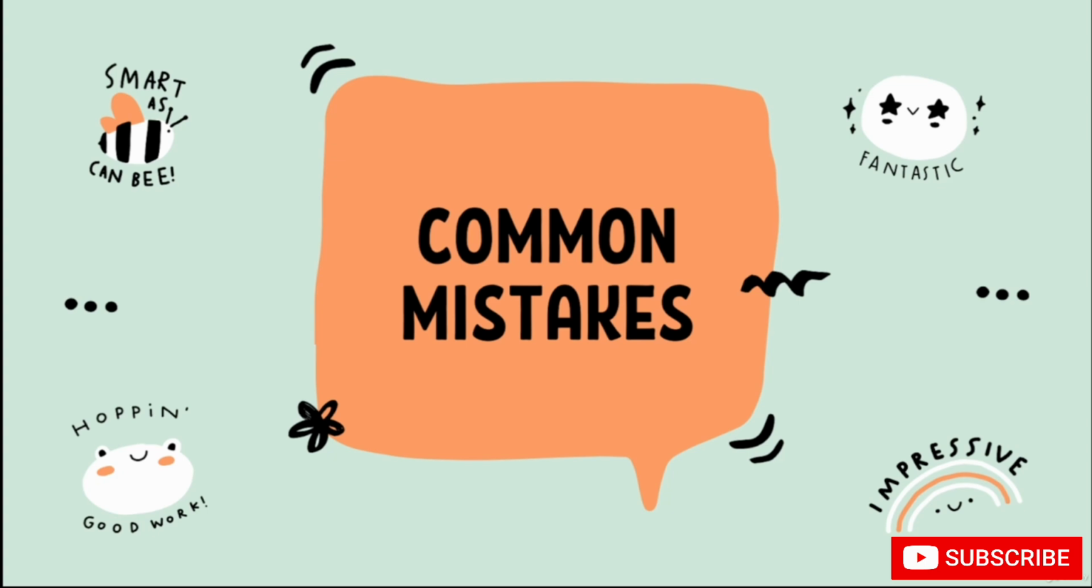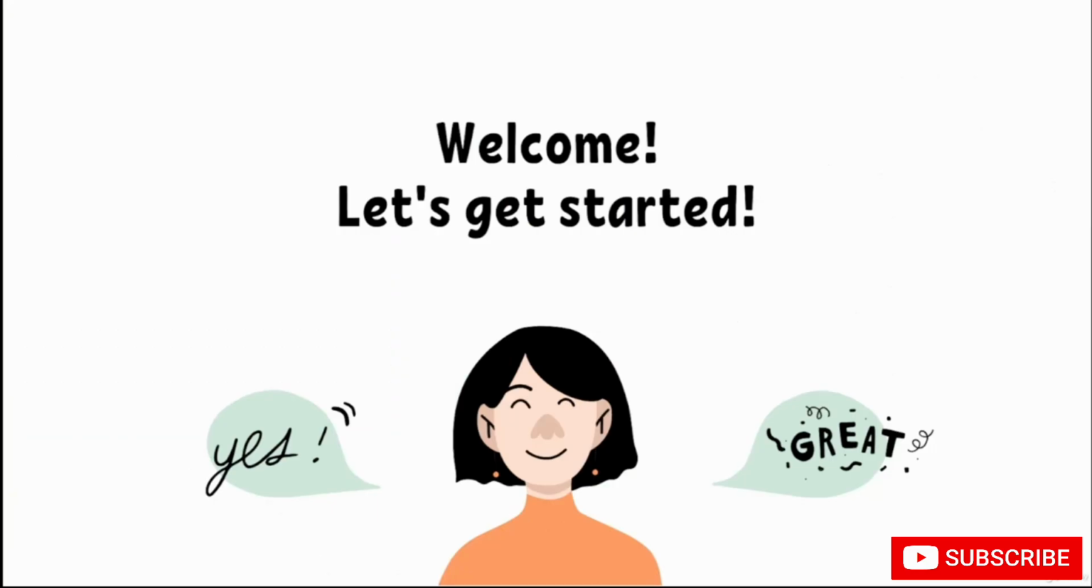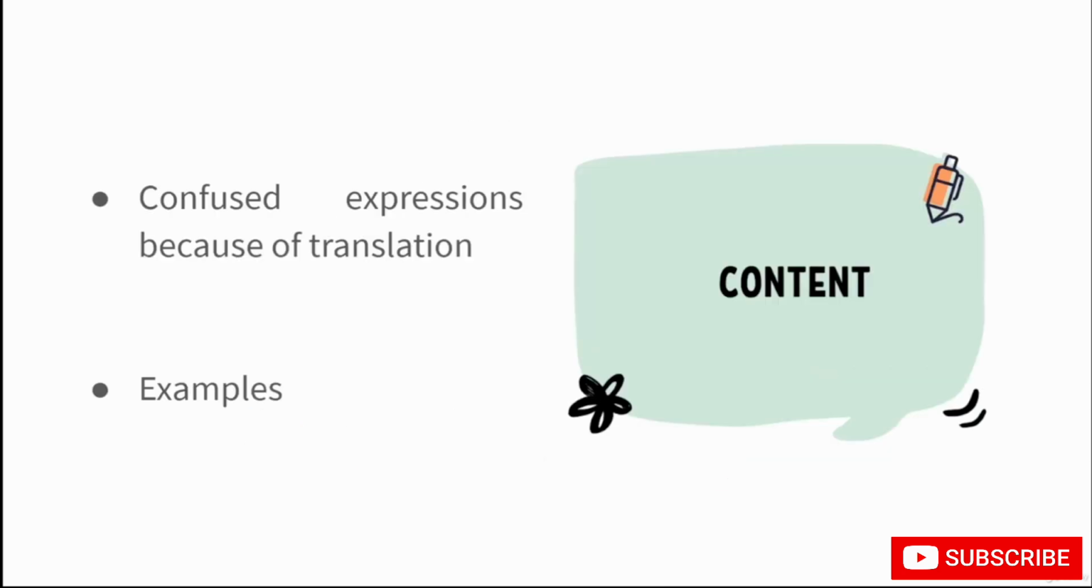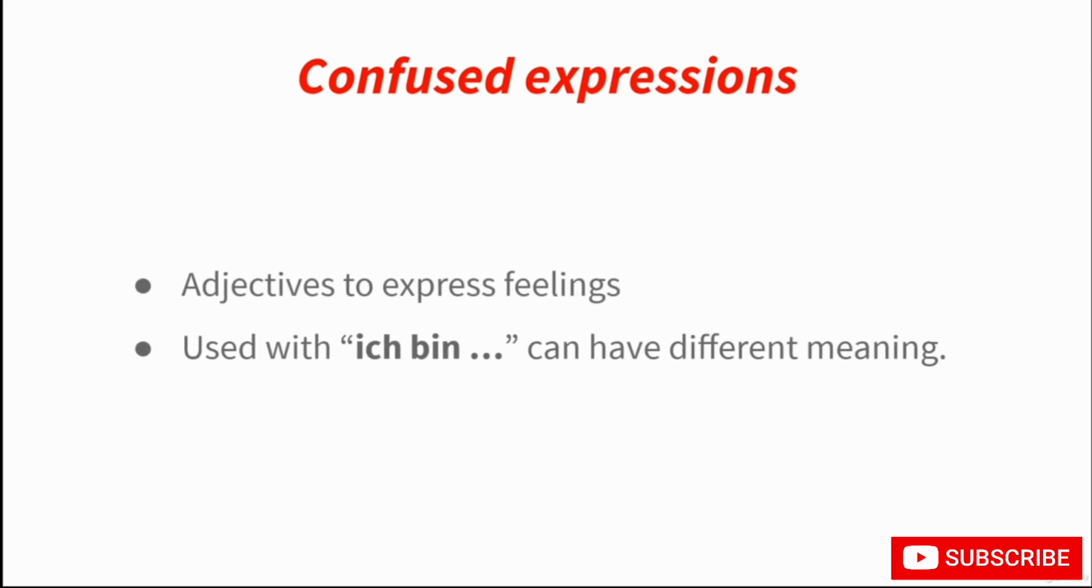If you are ready to learn one of the common mistakes, let's get started. Today we will learn one of the confused expressions because of translation, and I will give examples to help you understand the subject better. In German, adjectives are used to express feelings, but when these adjectives are used with ich bin to express feelings, it can have different meanings.